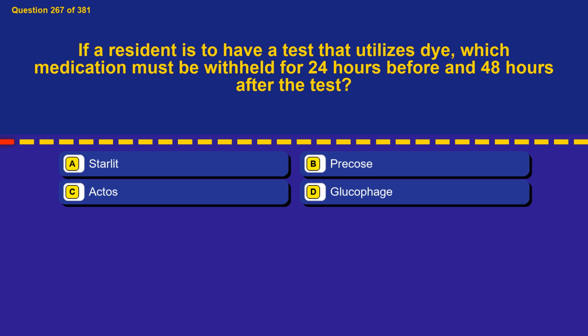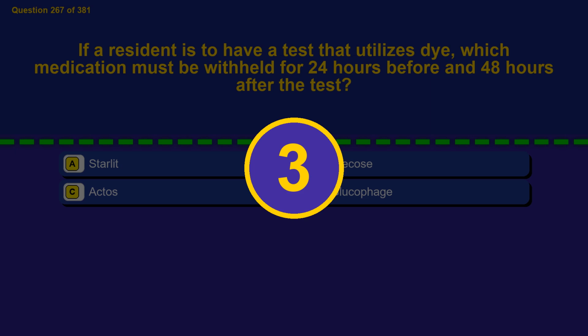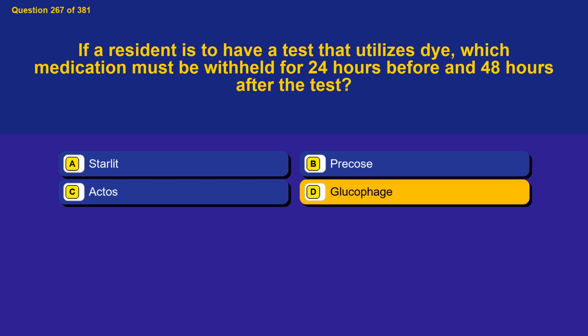Question 267. If a resident is to have a test that utilizes dye, which medication must be withheld for 24 hours before and 48 hours after the test? Option A is Starlix. Option B, Precose. Option C, Actos. Option D, Glucophage. The correct answer is option D, Glucophage.